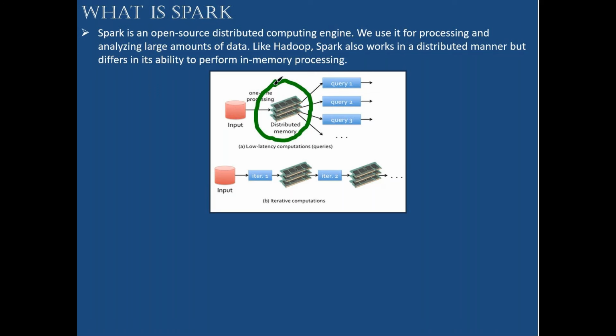If you are reading something from the memory, it is faster than reading something from the disk. How Spark is different from the earlier engine called MapReduce is that MapReduce used the hard disk, so it takes a lot of time to read.